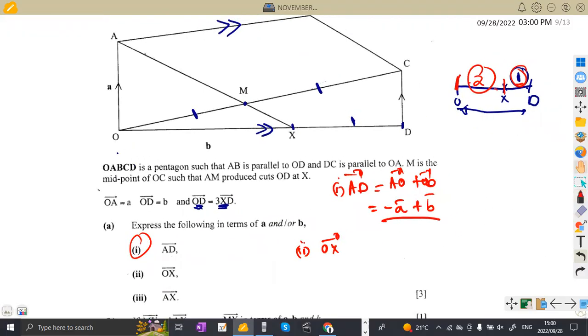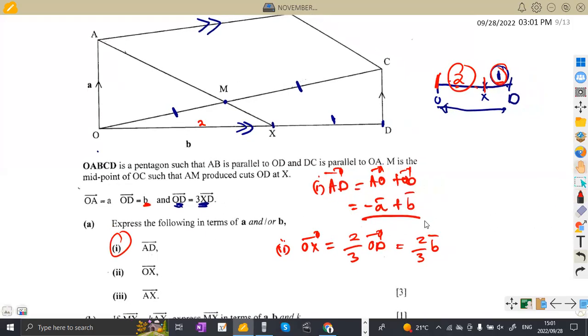We do not have it, but we can use this ratio from O to X, because from O to X is 2 parts, as you can see here, and this is 1. So OX is going to be 2/3 of OD. That is what it means. What is our OD? From O to D, remember, that's vector B. So it's going to be 2/3 vector B. Okay, that's our OX. What about AX?